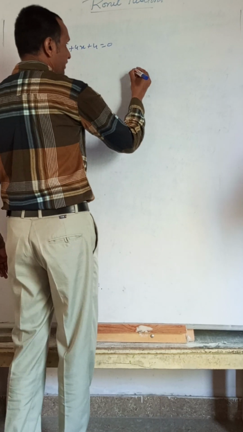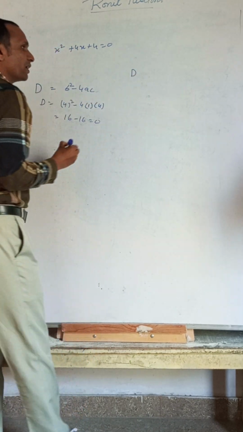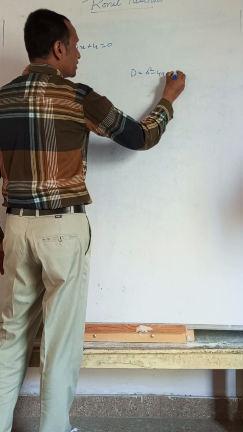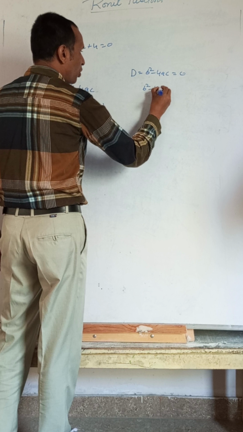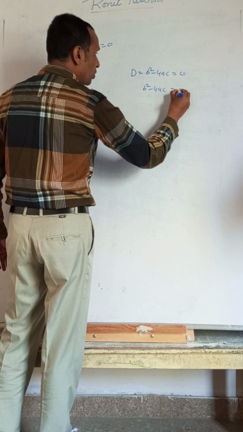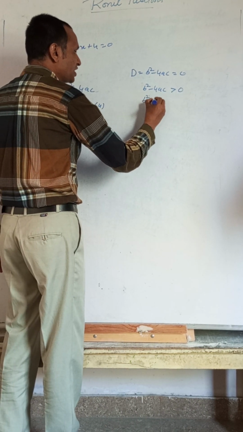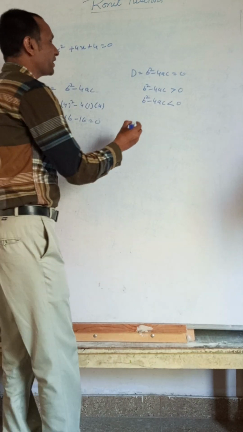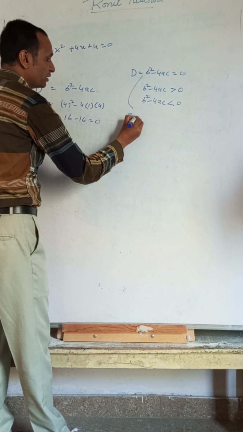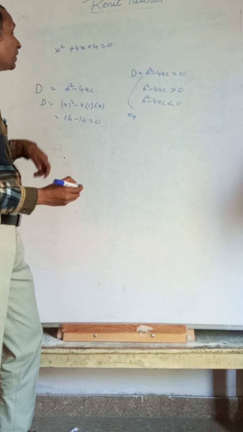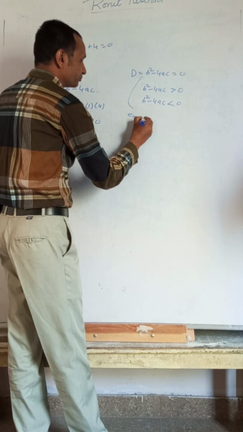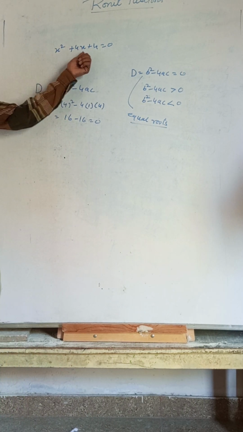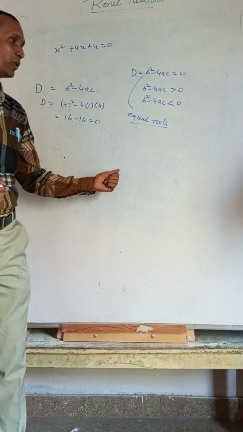So there are 3 cases. If delta D, otherwise written as b square minus 4ac, is equal to 0, greater than 0, or less than 0. If it is equal to 0, the roots are equal. Both roots will be equal. So the nature of this one is equal roots.